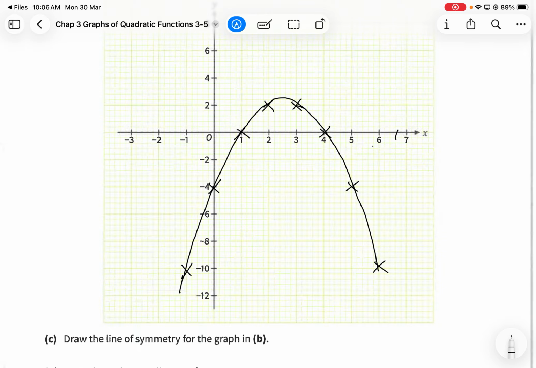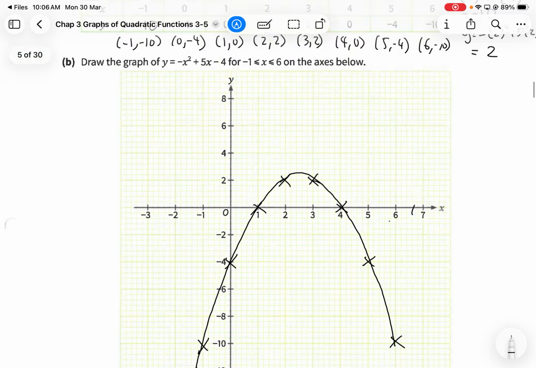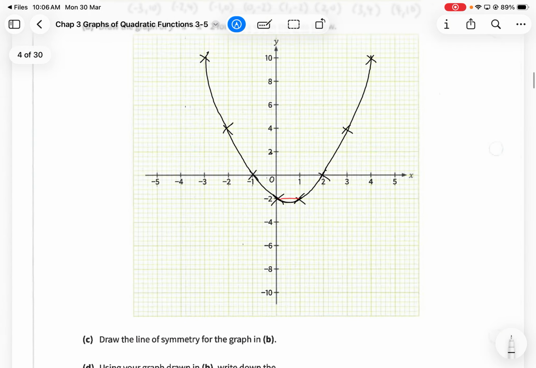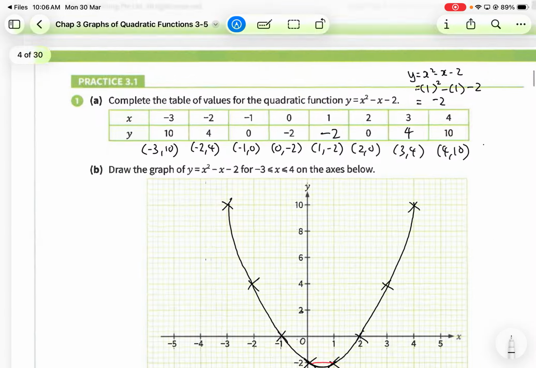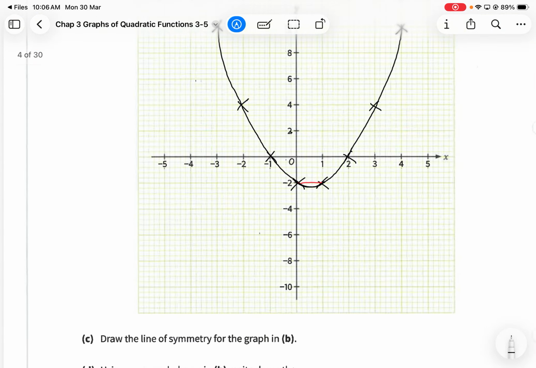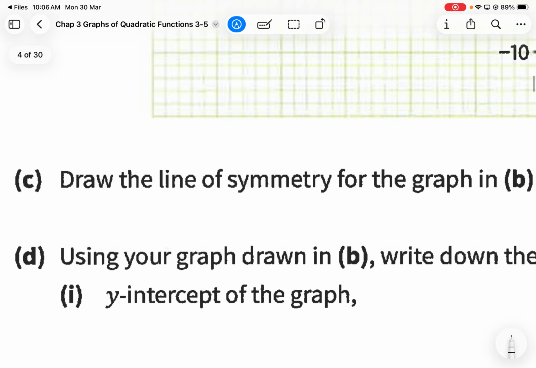Okay, most of you are able to draw. Then we go back and answer the questions. Okay, for question 1-1. They ask you, draw the line of symmetry. Okay? What is the line of symmetry?